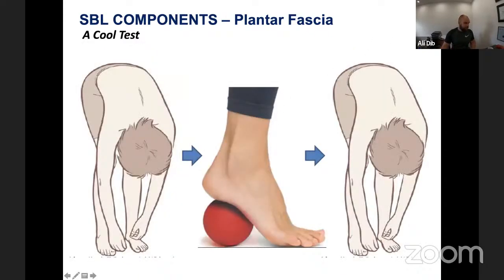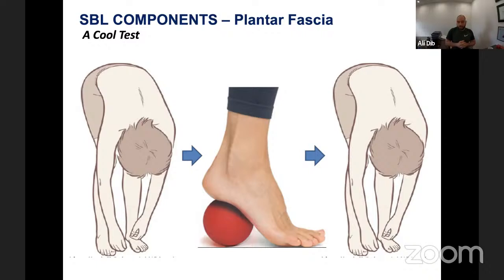So here's the cool part about the superficial backline I find. It's always the aha moment that I give to a lot of my clients. And this is a great way to see how well and how interconnected the entire SBL is. So we do this pretty cool test that involves both a ball, it could be a tennis ball, golf ball, lacrosse ball, as well as a stretch, okay? So first you need to find someone to test this on. You can test this on yourself, right? But it's important to also get someone else to test this on so you can actually visualize the potential changes that occur with this test, okay?